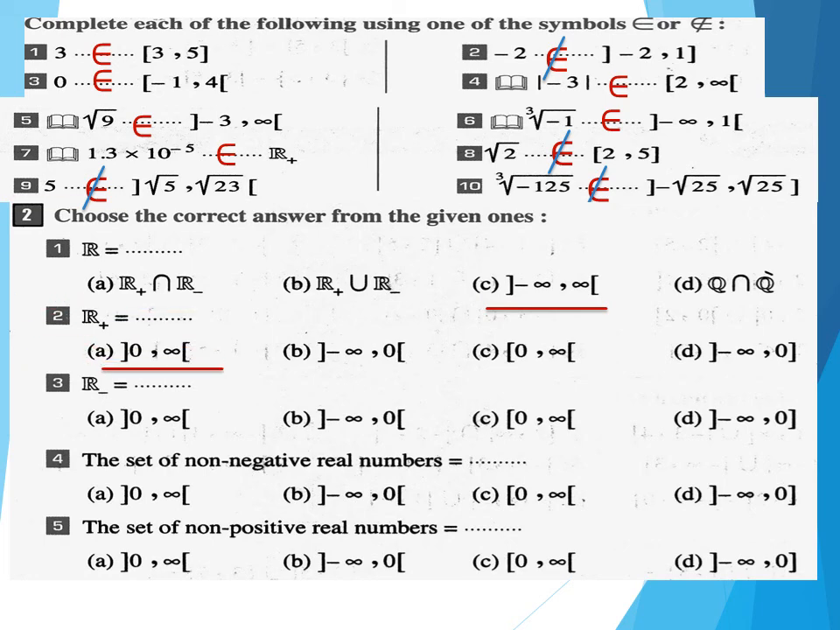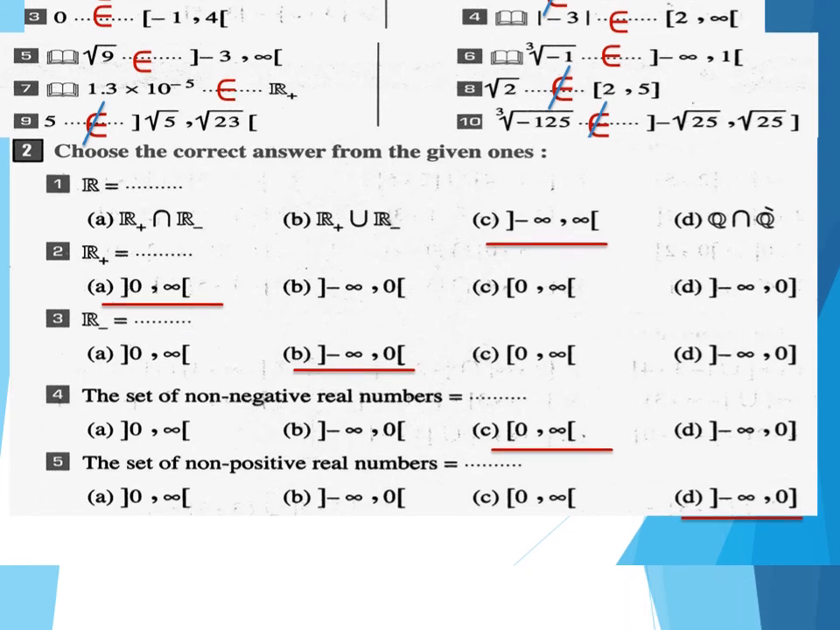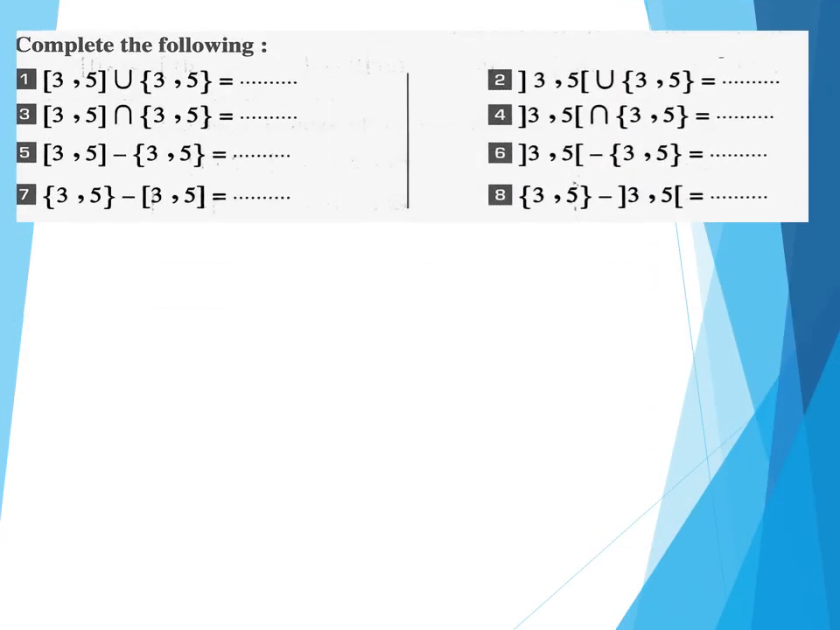R means from negative infinity to infinity. R positive means from 0 to infinity, but 0 does not belong. R positive is all numbers greater than 0. R negative is all numbers less than 0. Non-negative means positive and 0. And non-positive means negative and 0.